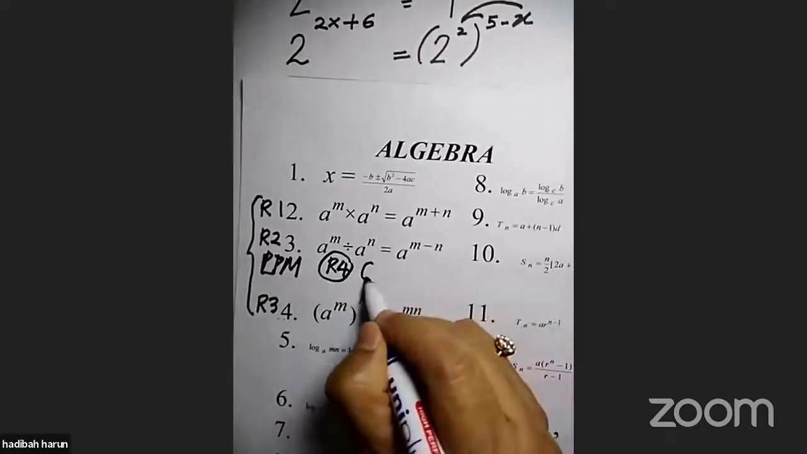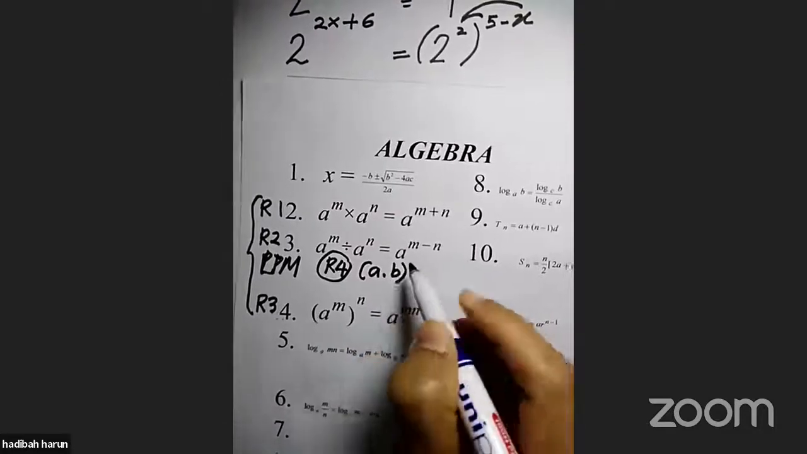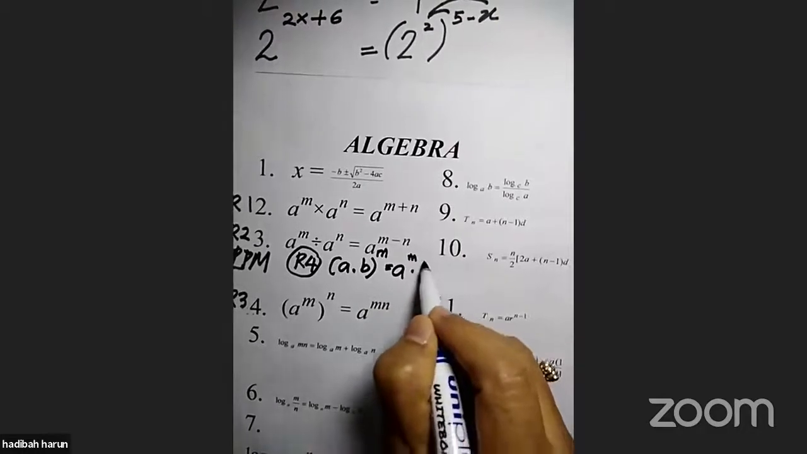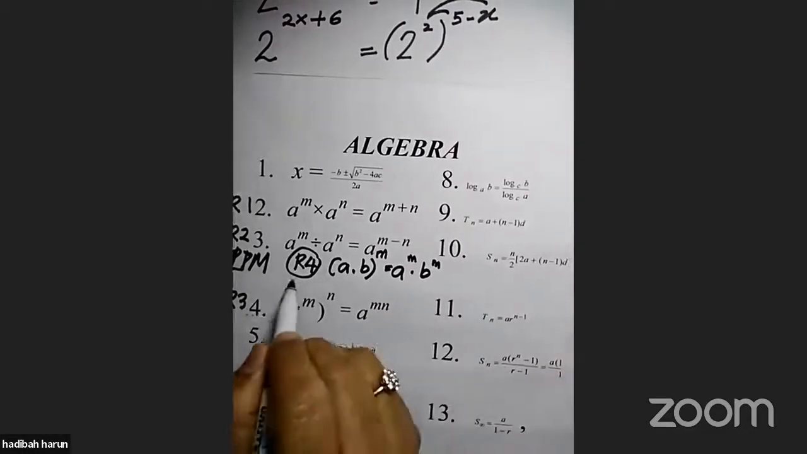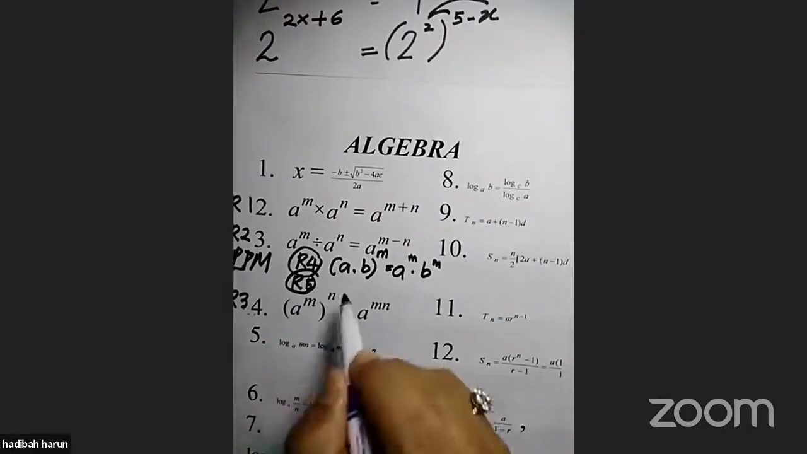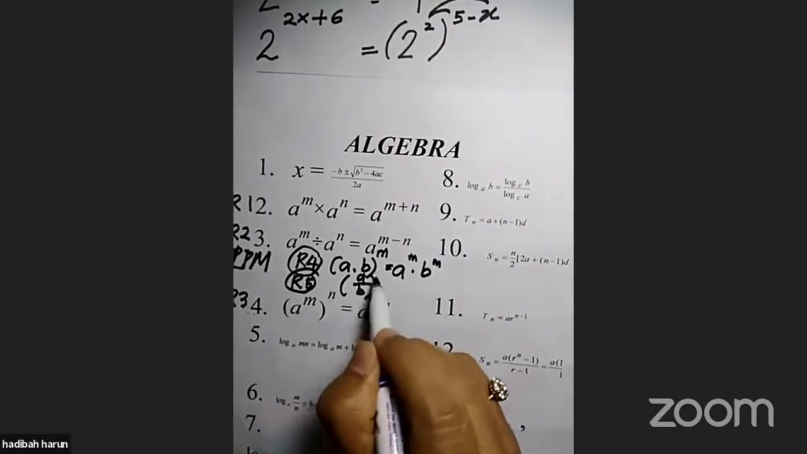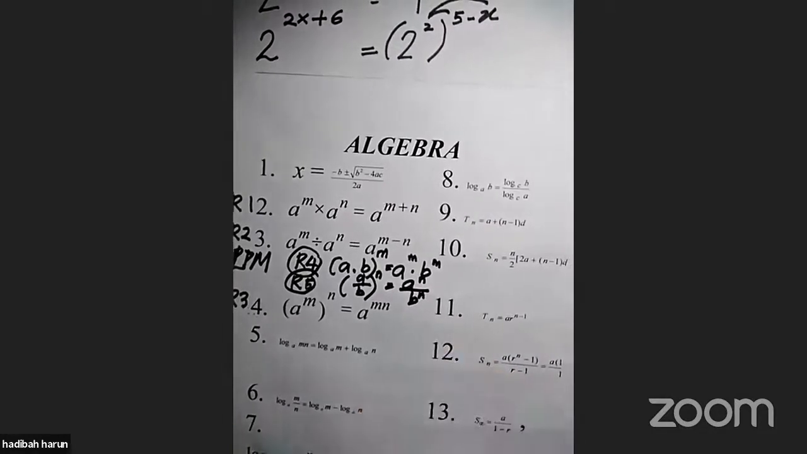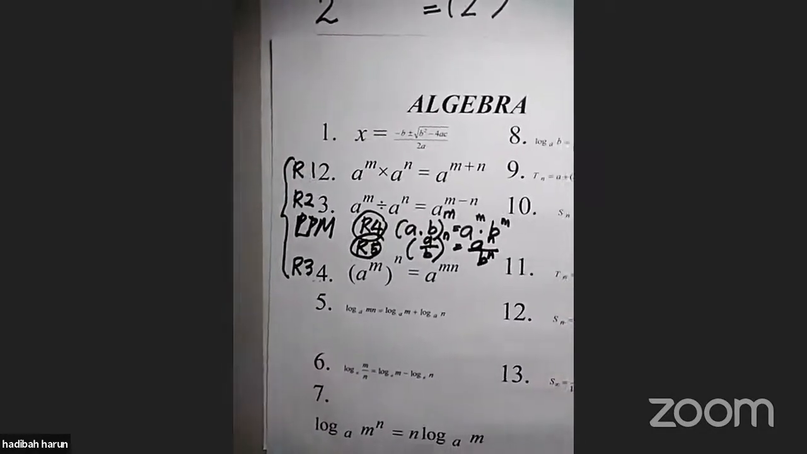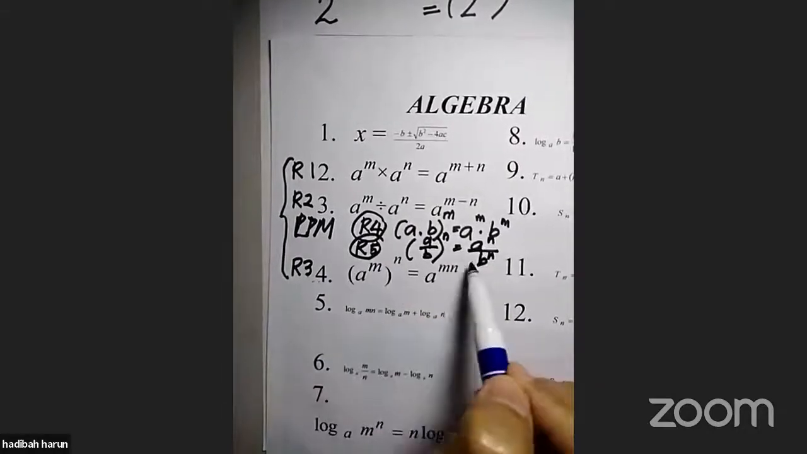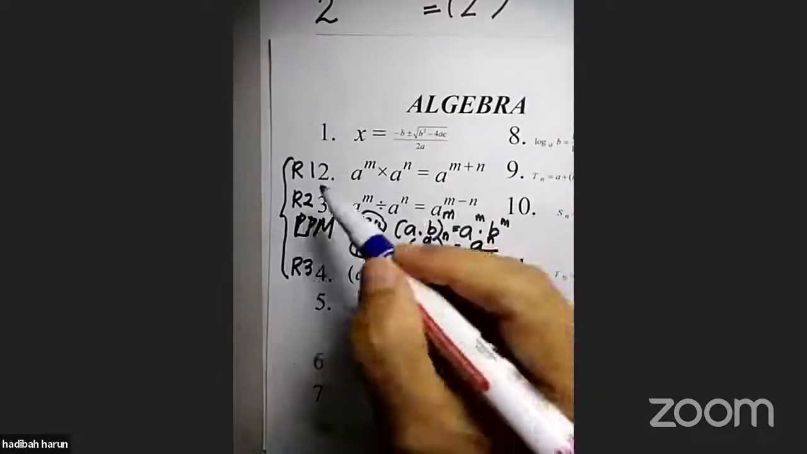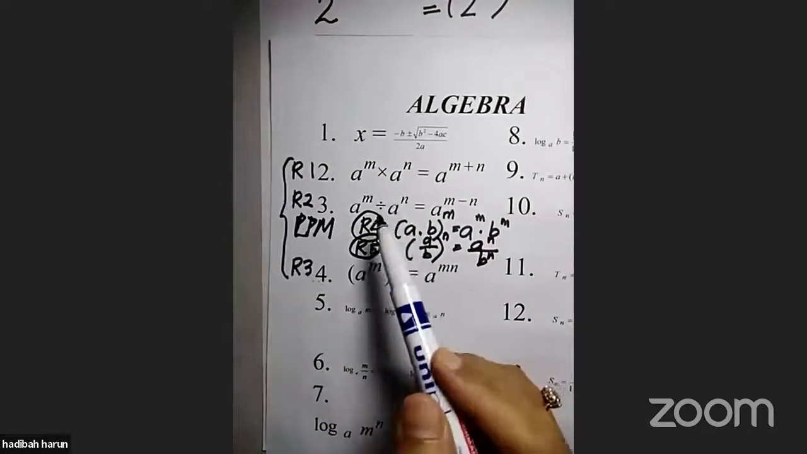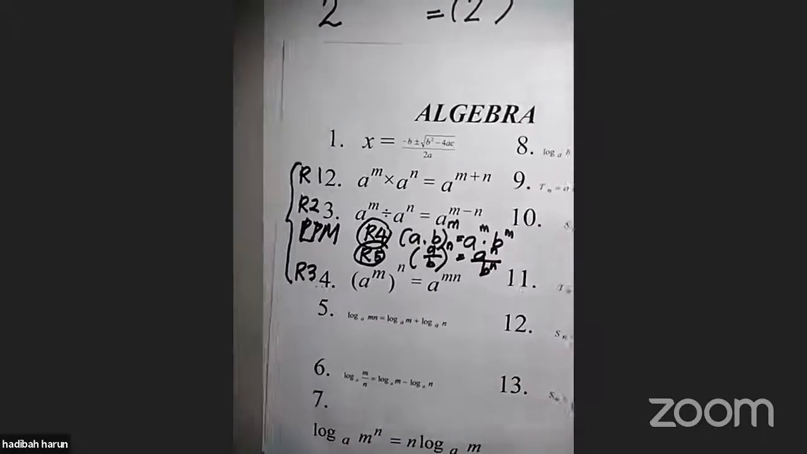They are: A multiplied by B to the power of M equals A to the power of M multiplied by B to the power of M, they share the same power or index. For rule 5, A divided by B, to the power of N, will be A to the power of N divided by B to the power of N. This one you need to remember. So rules algebra 2, 3, and 4. Now we are going to use algebra 2, 3, and 4 for this question.